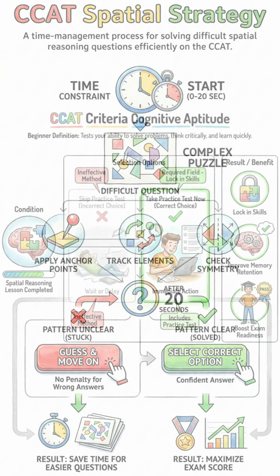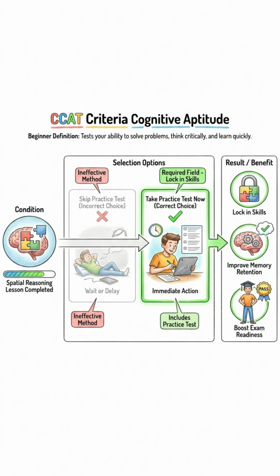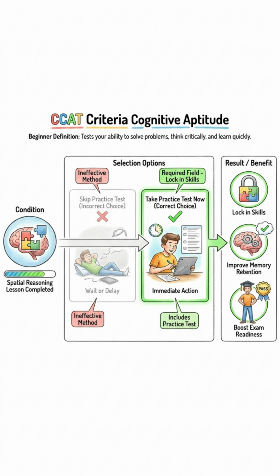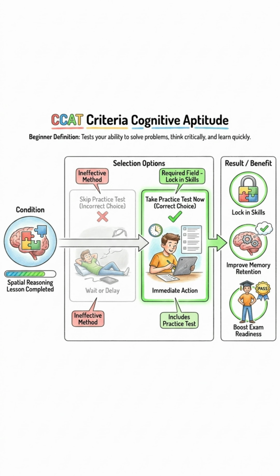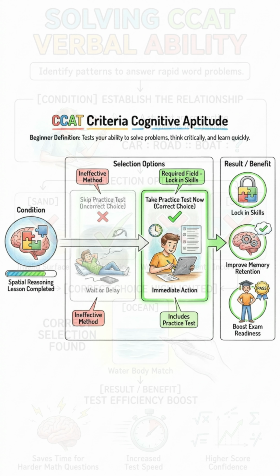Congratulations on completing this foundational section on CCAT spatial reasoning. I strongly encourage you to complete the attached practice test right now to lock in these new visual skills. Taking the time to apply these techniques to practice questions will dramatically improve your memory retention and your overall exam readiness. Remember that the practice test is completely included with this lesson, so take advantage of it to measure your progress. Stay focused, embrace the active learning process, and I will see you in the next section where we tackle verbal ability.